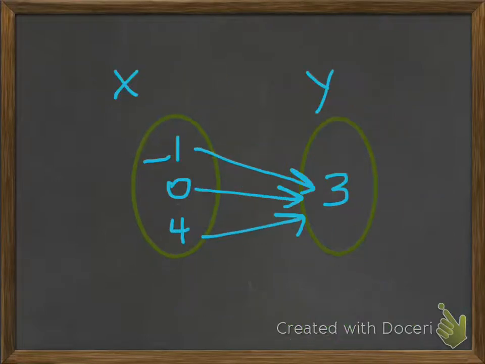All right, let's look at another one. Here we have our x and our y values. Now when you have -1, it maps to a 3. So if you have a -1, you know you're going to get a 3. There's no other options here. 0 is also going to get a 3, and 4 is going to get a 3. So all we care about here is the x values. Are all the x values only going to one number? So -1 is only going to a 3, 0 is only going to a 3, and 4 is only going to a 3. So yes, this is a function.